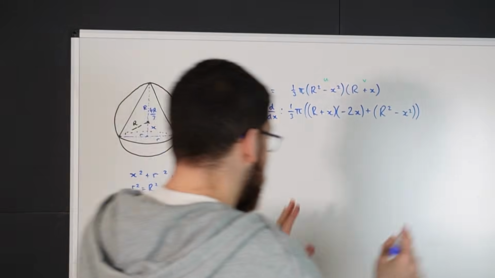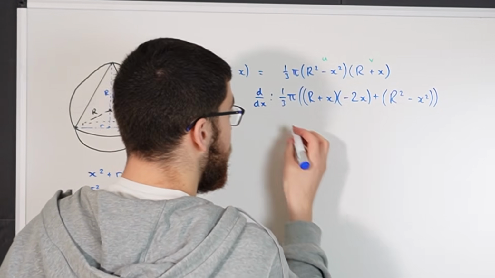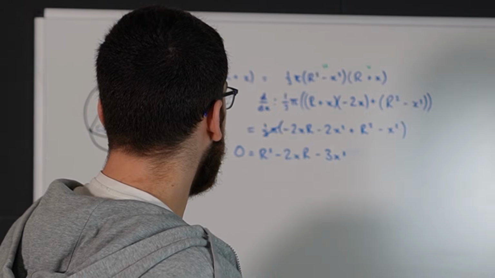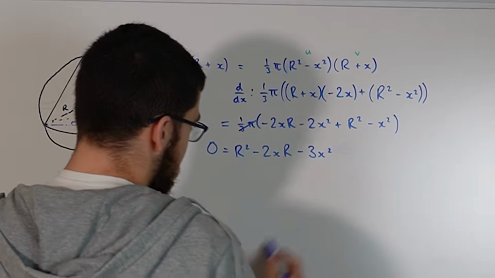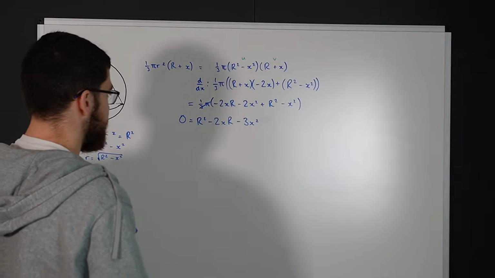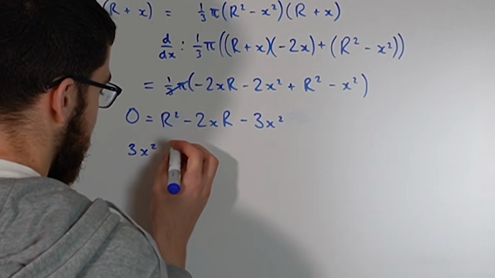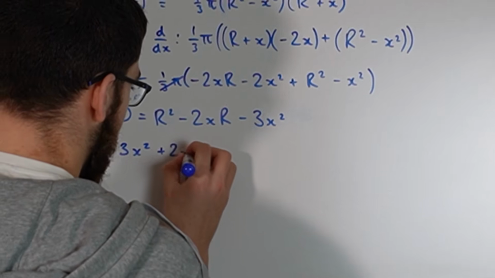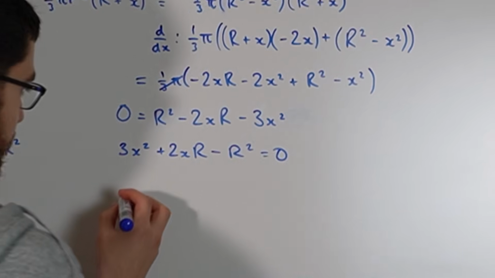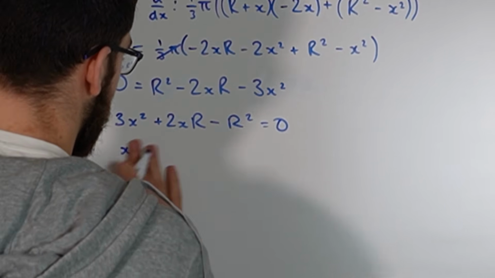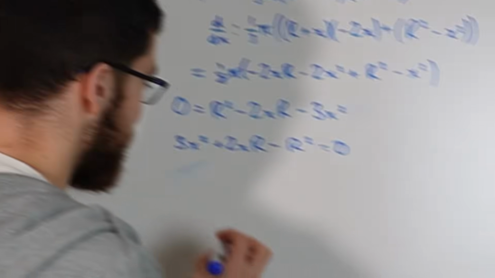So I'm up to this point now. I've differentiated it. Now, let's hope this works. So I just simplify. Okay, so it seems like we've got this equation here. Now, let's just see if we can treat it as a quadratic. So we've got 3x squared plus 2xr minus r squared equals 0. Divide by 3. Actually, let's just do the quadratic equation.